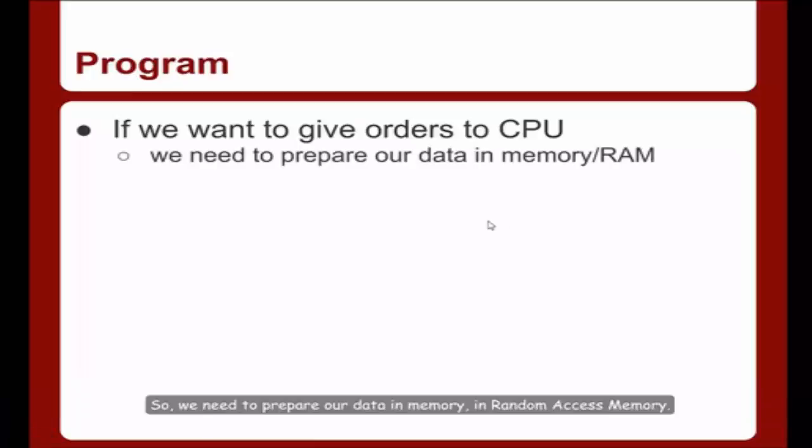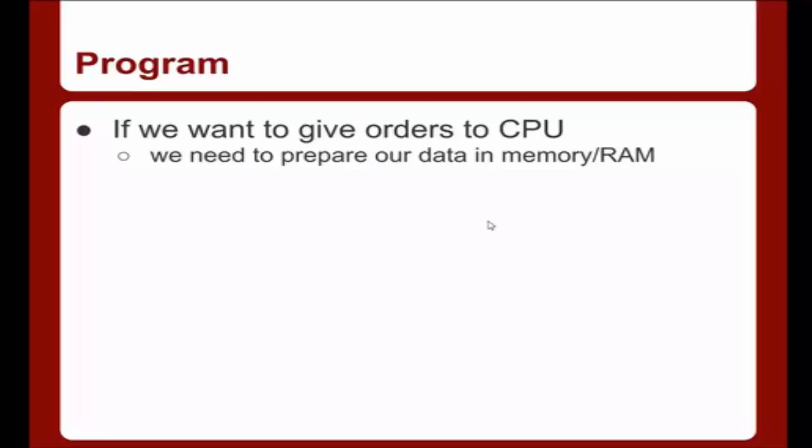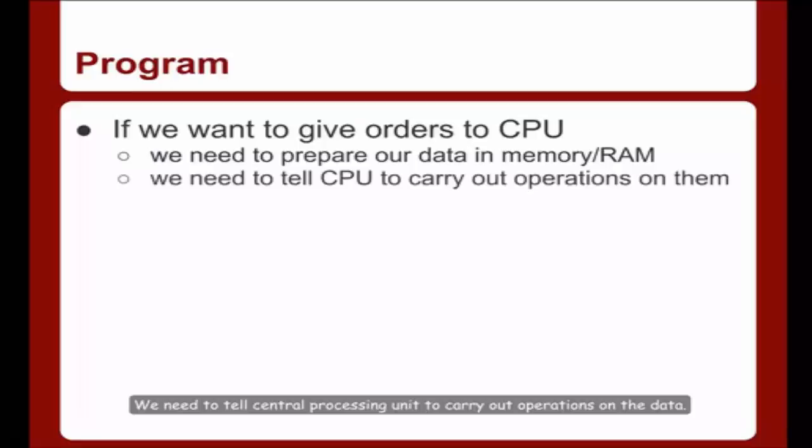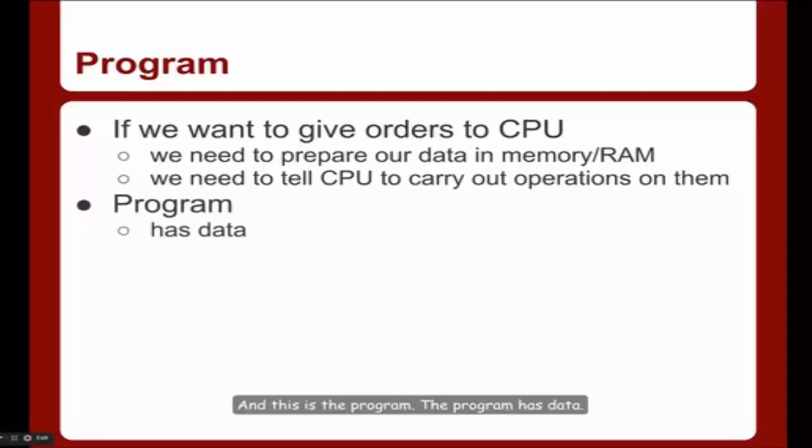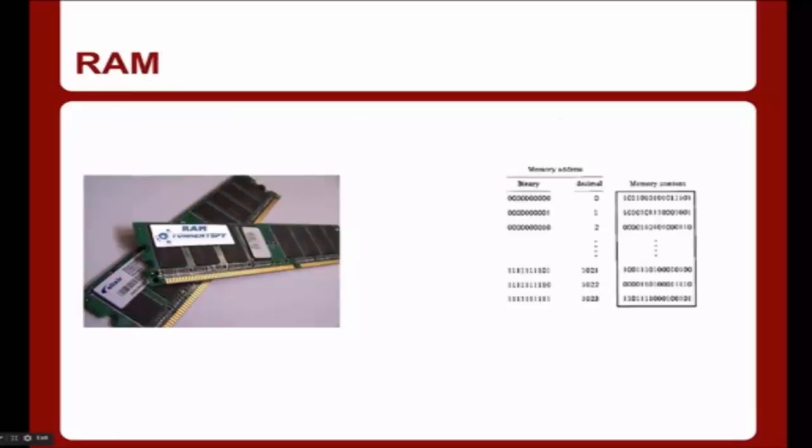So we need to prepare our data in memory, in a random access memory. We need to tell the central processing unit to carry out operations on the data. And this is the program. The program has data and instructions on how to manipulate these data.